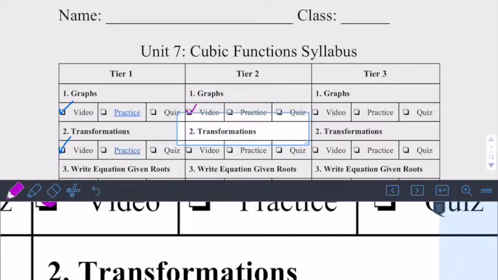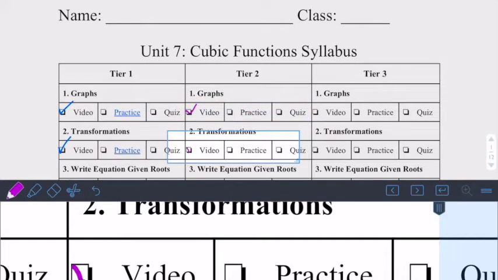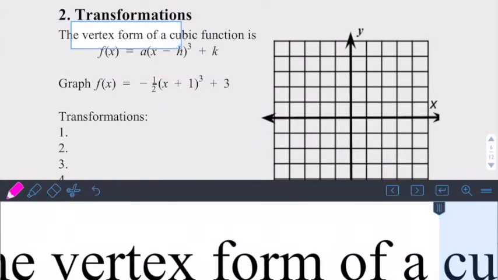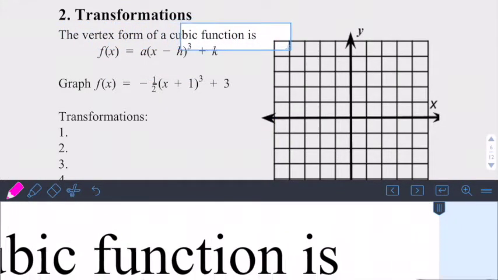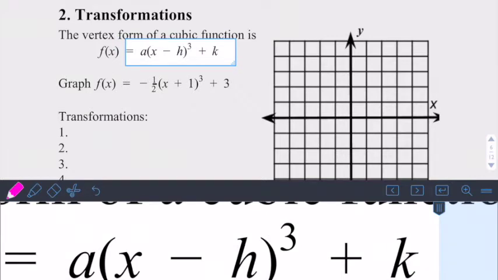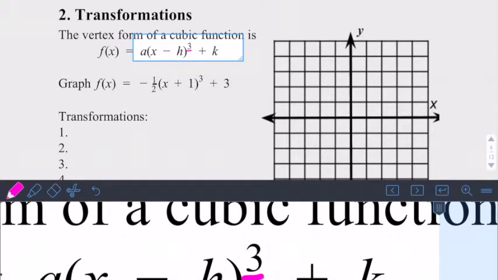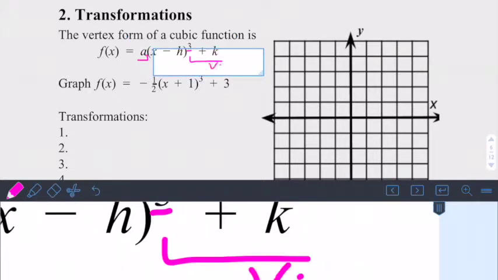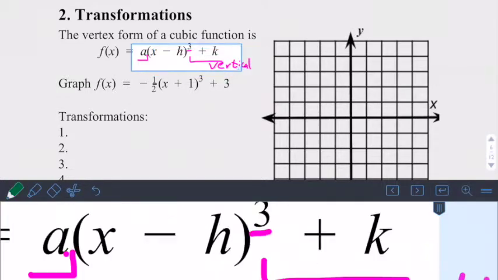This is Tier 2, Lesson 2, Transformations of Cubics. So remember from before, the vertex form of a cubic function, or any function in that transformation notation, is a(x - h)^3 + k, because it's cubic. So remember, all things outside are vertical, and all things inside are horizontal.